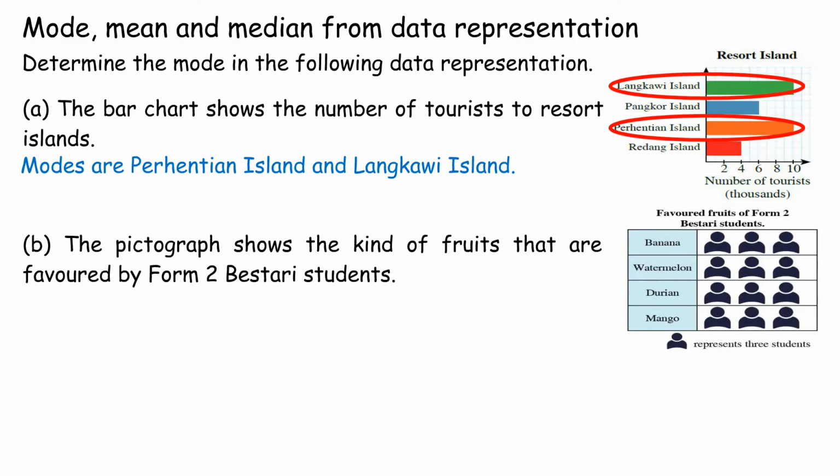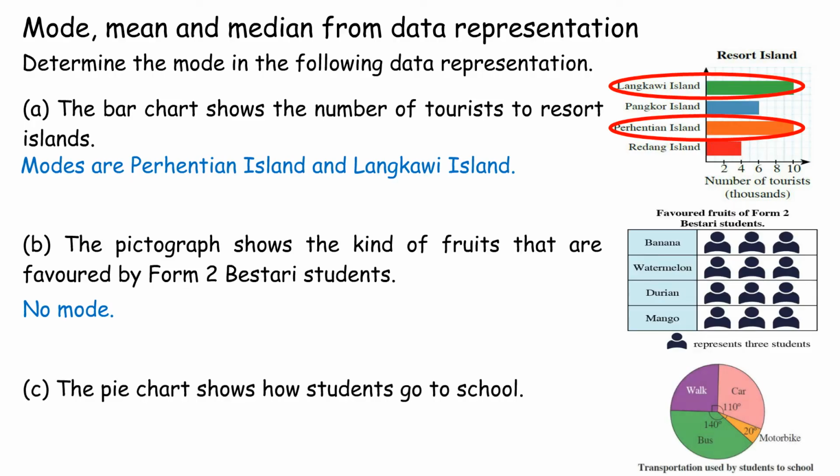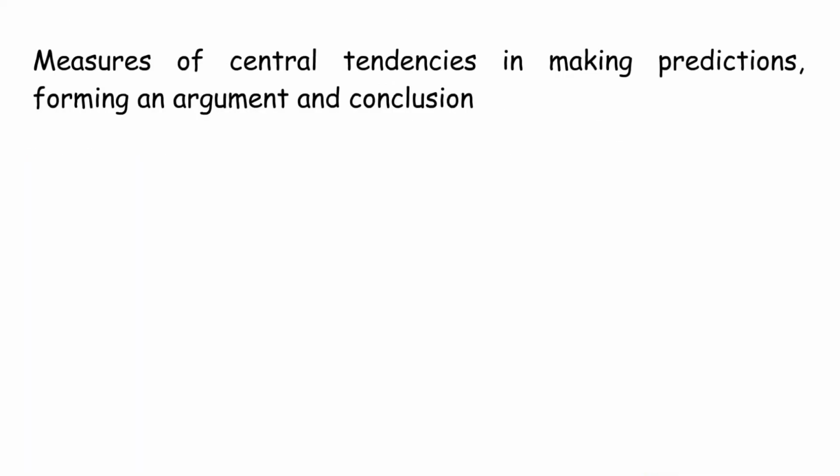B. The pictograph shows the kind of fruits that are favored by Form 2 students. No mode. C. The pie chart shows how students go to school. Mode is bus. Measures of central tendencies in making predictions, forming an argument, and conclusion.